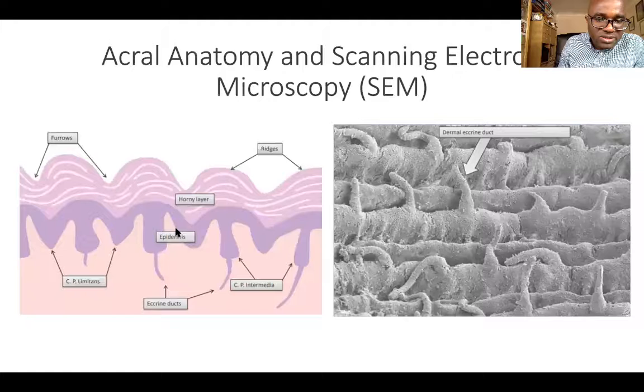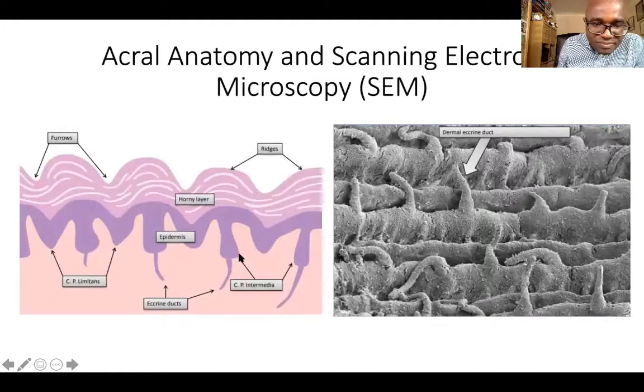Sorry, I'll go back again and show you what I meant. I'm not meant to click that. So in the intermedia is where you get the melanocytes and melanoma cells spreading here. So melanoma cells spread in the intermedia, whereas nevus cells are in the limitans. Okay, limitans correspond to the furrows, and therefore intermedia here correspond to the ridges.